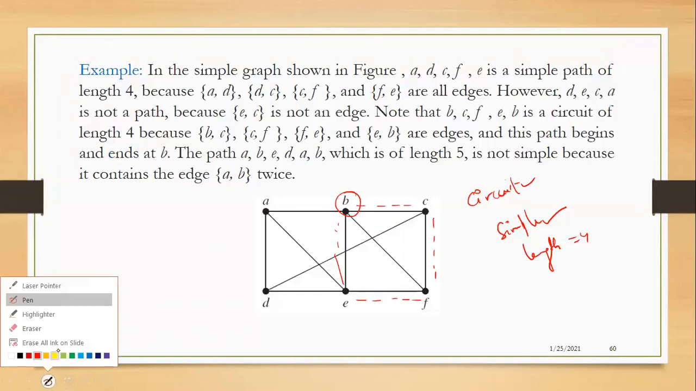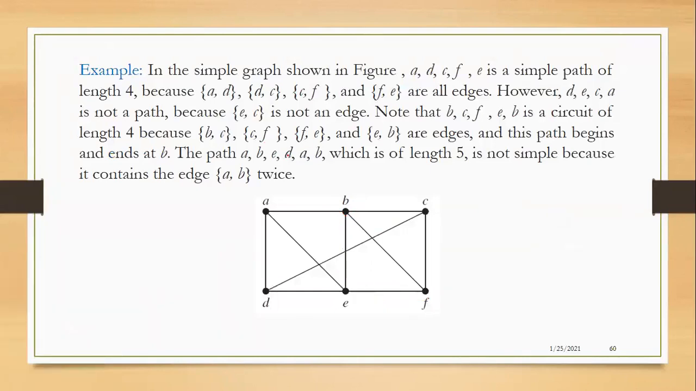After that we have another path. The path is ABEDAB. So we are starting at A, going to B, then after that E, then we have D, then A, and then finally B again. So AB is being traversed twice, so it is not simple. It is not simple as mentioned here.